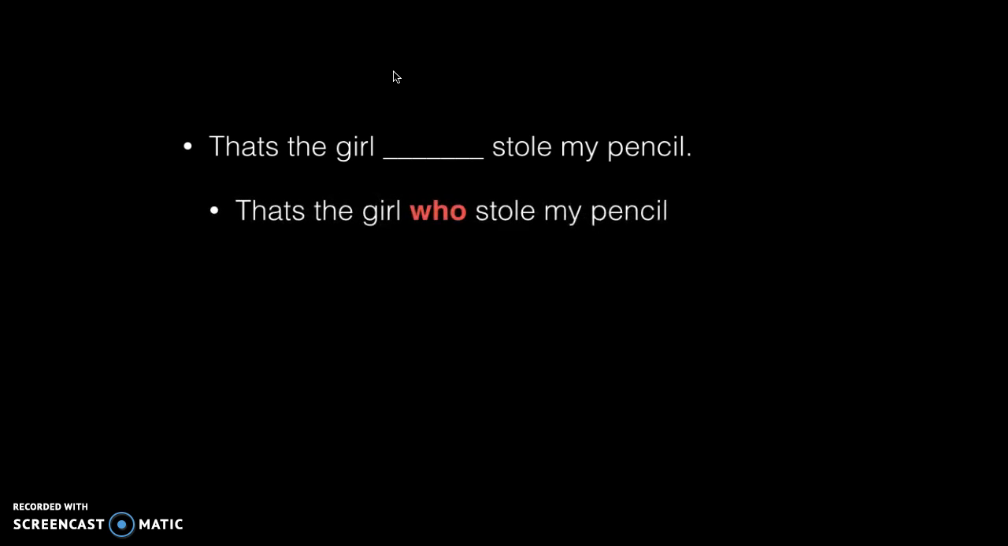That's the girl who stole my pencil is correct, because who describes a person. That's the girl that stole my pencil is also correct, because that can also describe a person. You can also put, that's the girl whom stole my pencil.